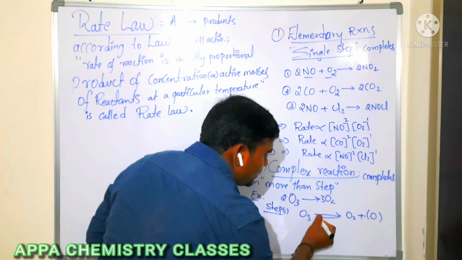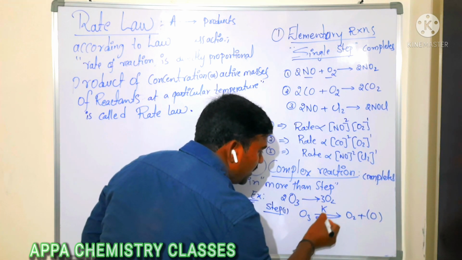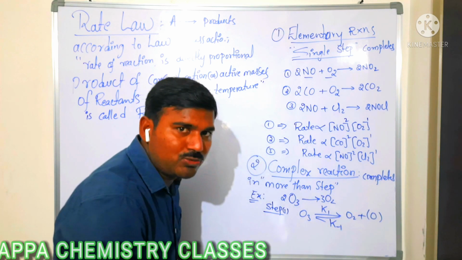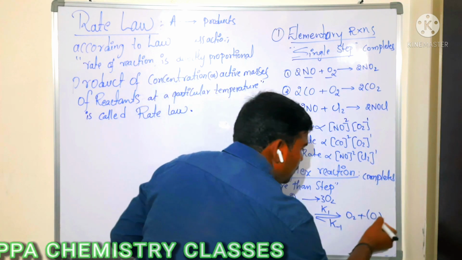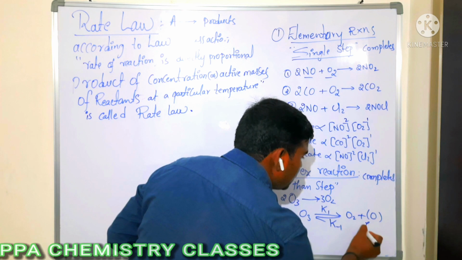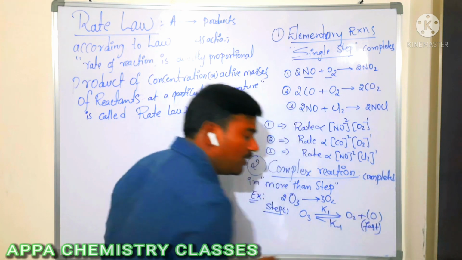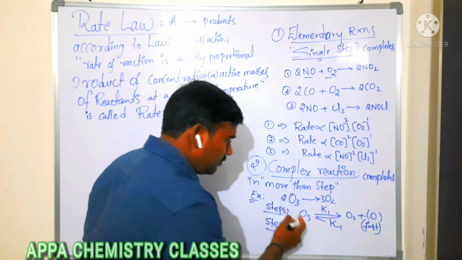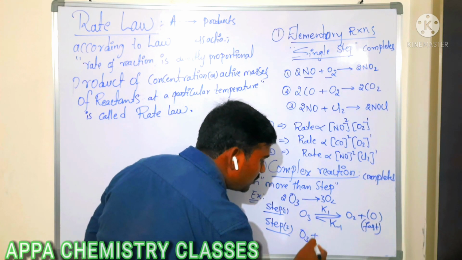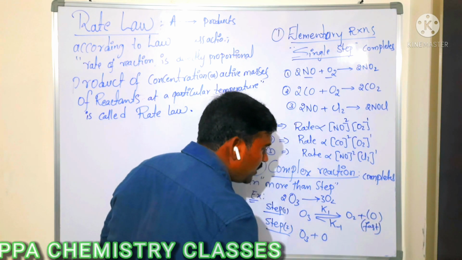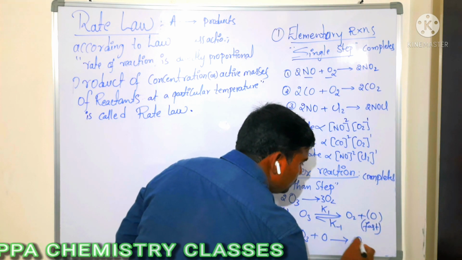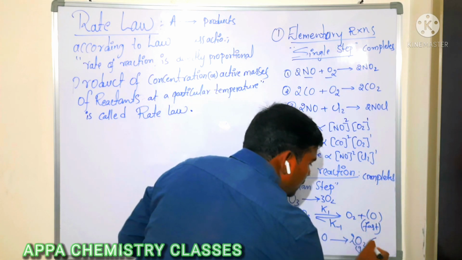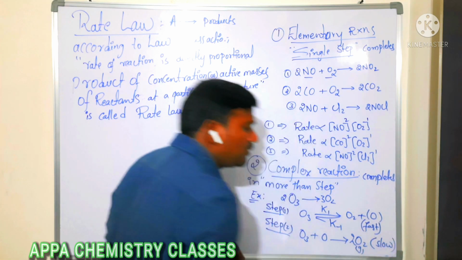So it is a reversible reaction. The rate constant in the forward direction is K1 and the rate constant in the backward direction is K minus 1. Okay, it is a very fast step and a reversible step. Step 2 is what here? Now, one more mole of ozone reacts with this nascent oxygen and converts it to oxygen gas, 2 moles of oxygen gas. So it is a slow process.